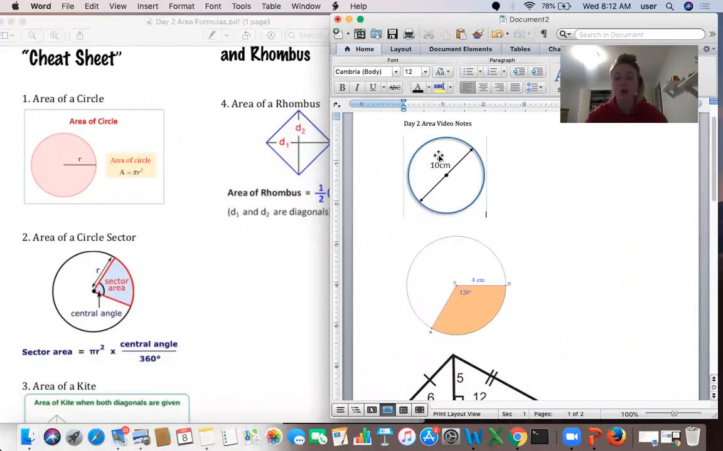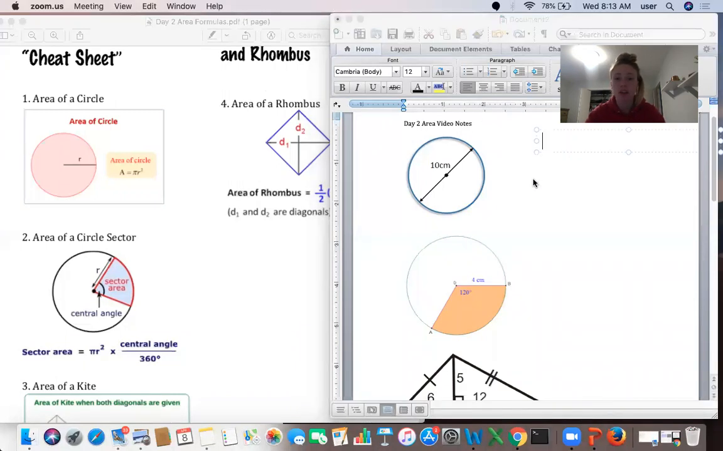On number 1, we have a circle. It has a line going all the way through it. Remember, if it goes all the way through the middle, that's a diameter. I know from my formula that the area of a circle is pi times radius squared. So I want to find the area, so I'm going to take pi times the radius squared.